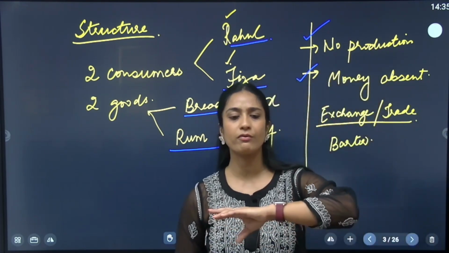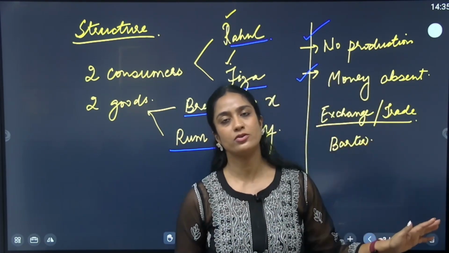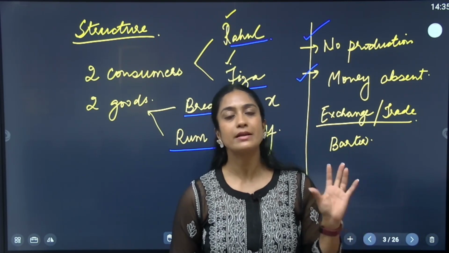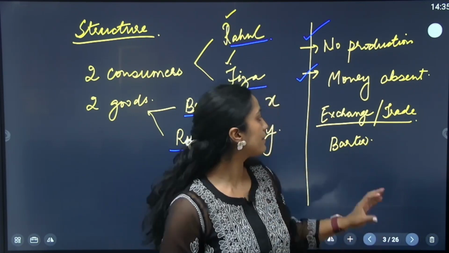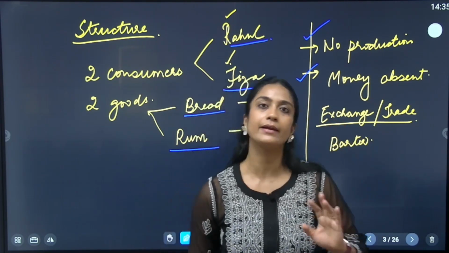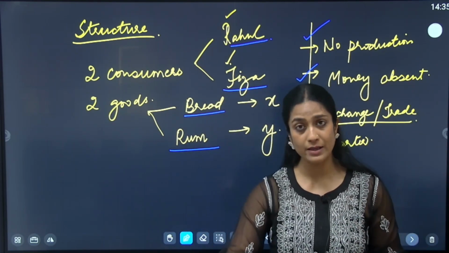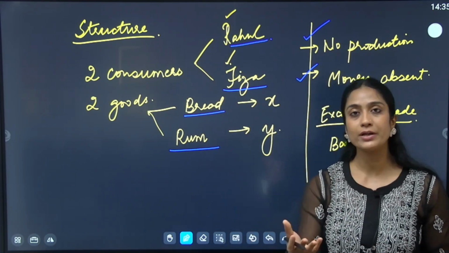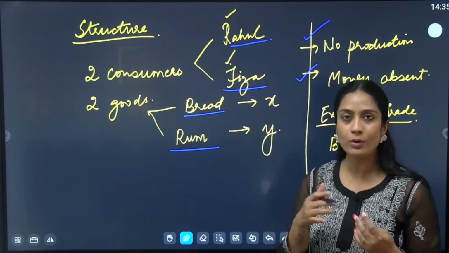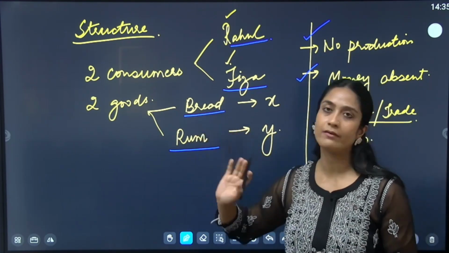You can think of the economy where all kinds of exchanges take place in terms of goods themselves. So that's why it's a barter or a trade economy. If you want something that the other has, the way you can pay for it is with something that you have. You don't have money, you have bread and rum.